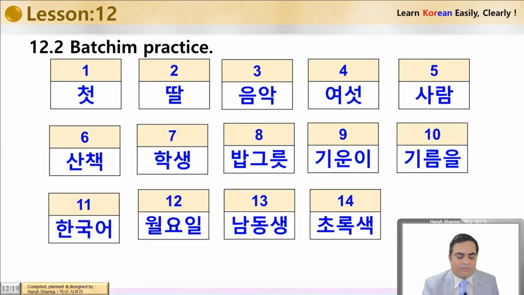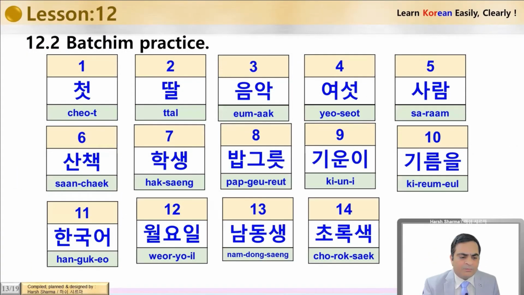Now there are again 14 more words on your screen. Please write them, Yorobun, first. Very carefully check the spelling. There must not be any spelling error. Follow the same sequence. Check all three possibilities of the Pachim pronunciation, the Pachim sound change rules, and try to pronounce them. After completing this, check the answers over here, Yorobun.